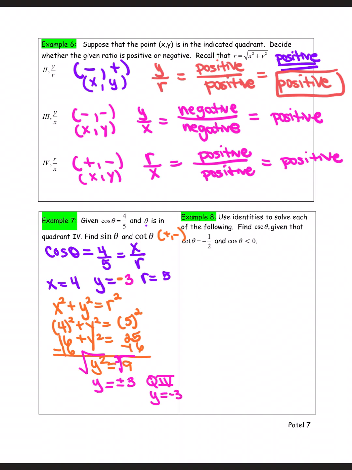So now what we're looking for is sine of theta. So sine of theta is equal to y over r. So y is negative 3, r is 5. And cotangent of theta is the ratio of x over y. X is 4, y is negative 3.